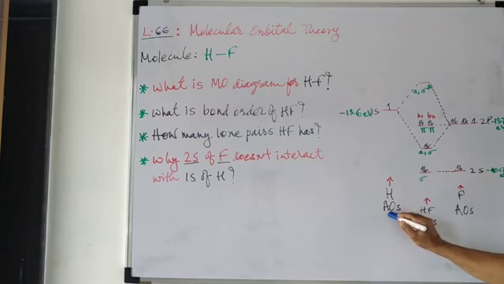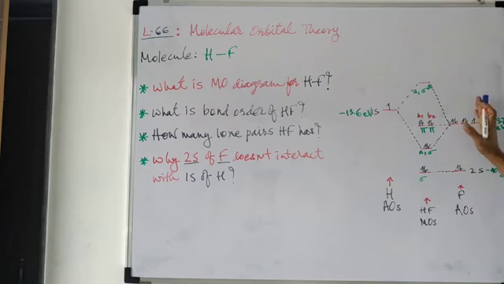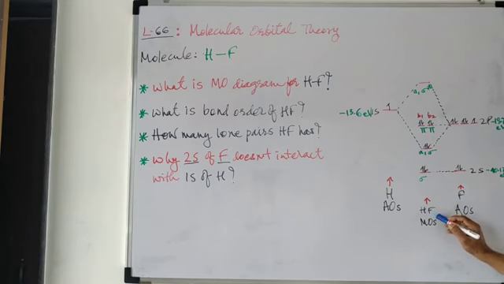We have shown the atomic orbitals of hydrogen on the left side of this diagram. The atomic orbitals of fluorine are shown on the right side of this diagram, and at the center we have shown the molecular orbital diagram of HF.